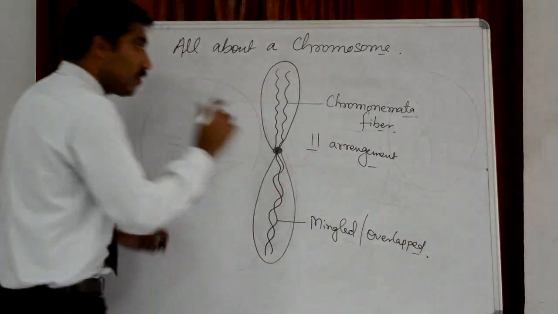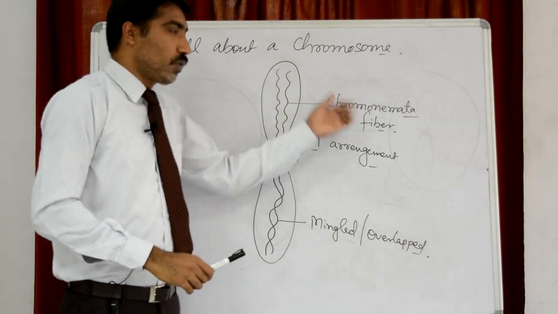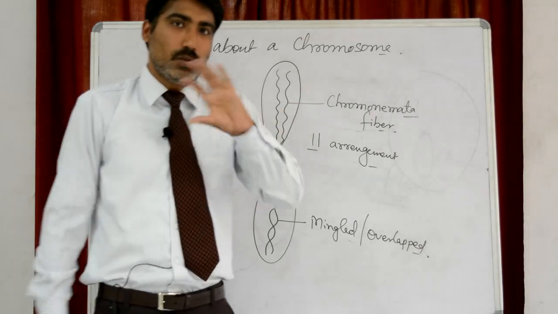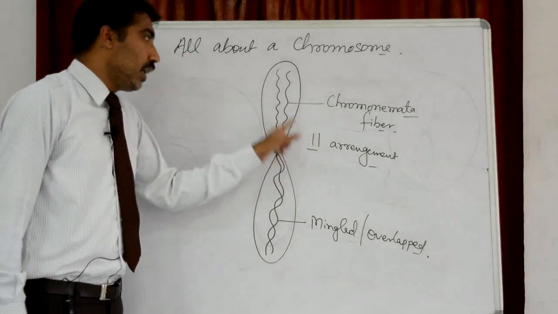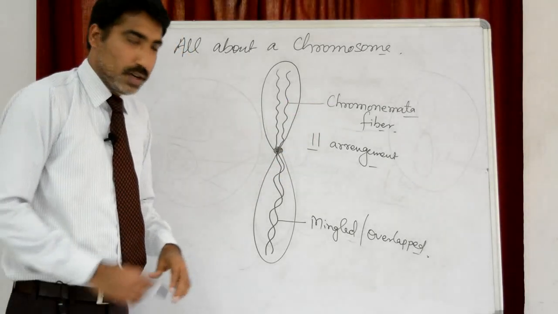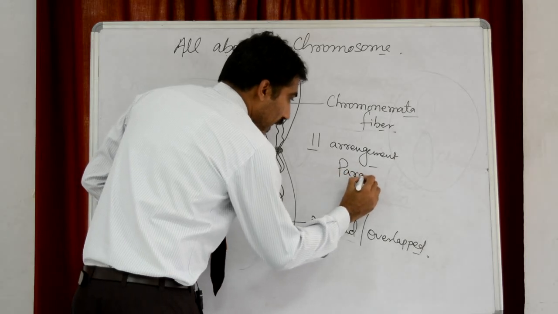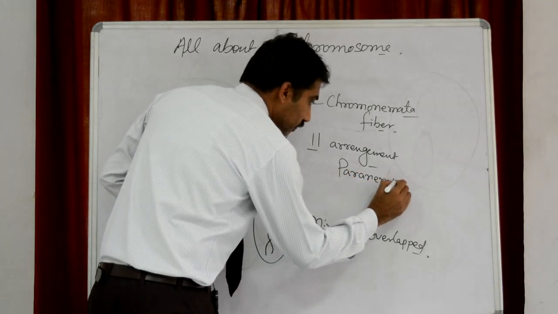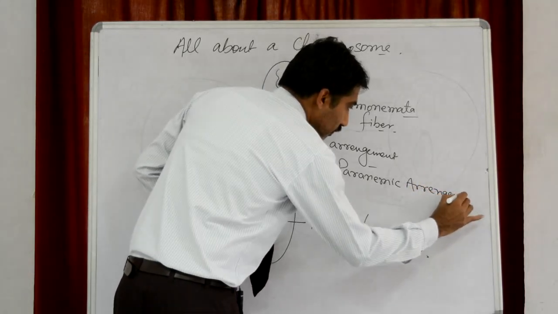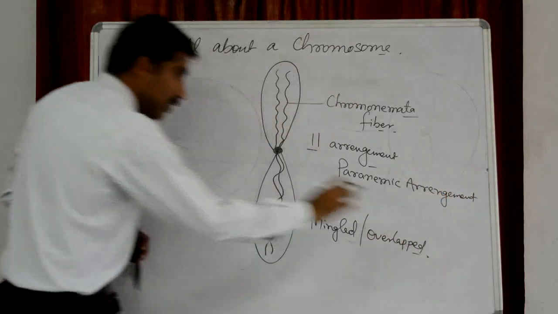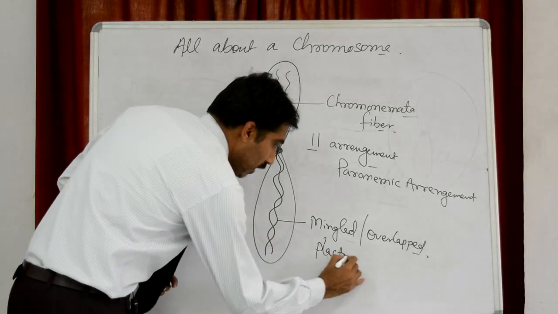So these two types of arrangement of chromonemata fibers you can see in the two different cells during the cell division. This parallel arrangement of the chromonemata fibers is known as paranemic arrangement. And this overlapped arrangement is known as platonemic.